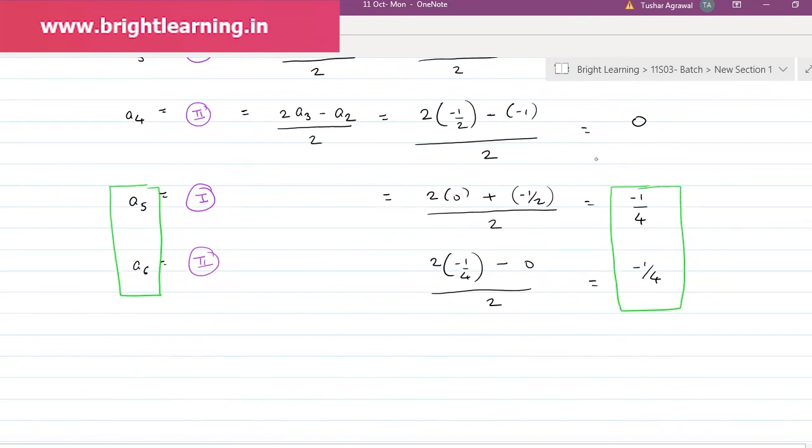Got it? Yes, sir. Is it clear, students? Okay. I know in my background some noise is coming. Just bear with it for 5 minutes.